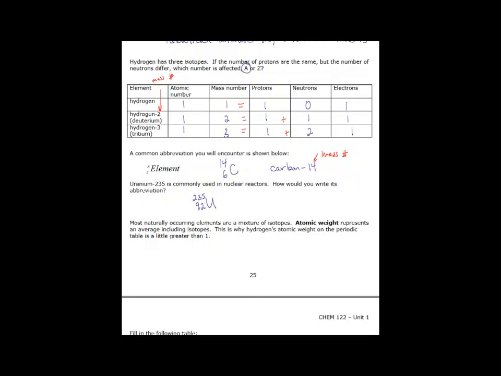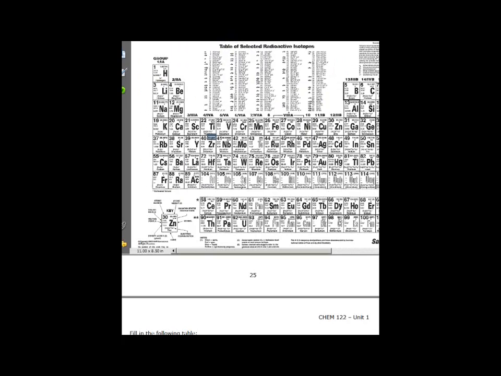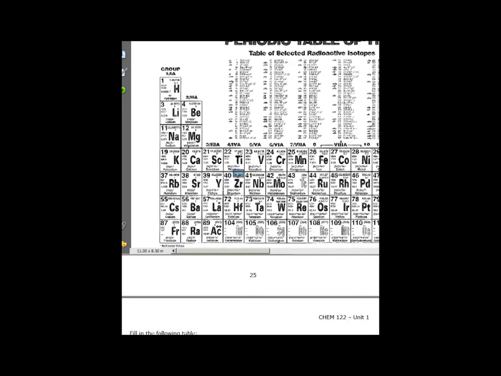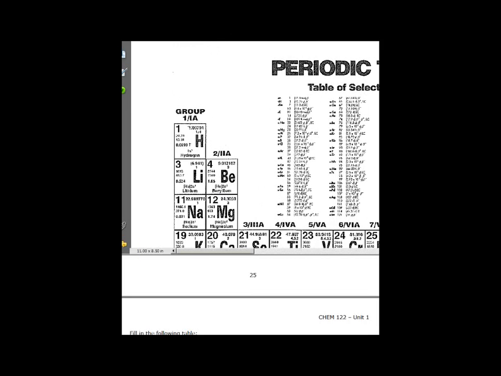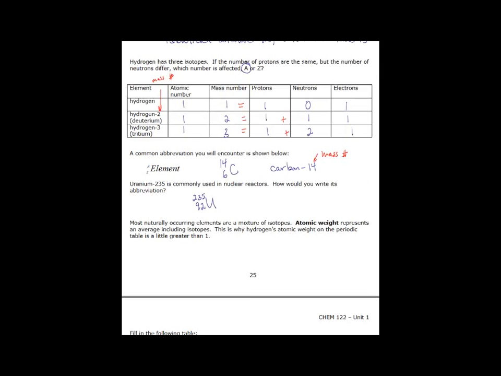So if you look on the periodic table, hydrogen's atomic weight is a little bit greater than 1. So 1.00794. And like I mentioned earlier, that's because naturally occurring elements are a mixture of isotopes.